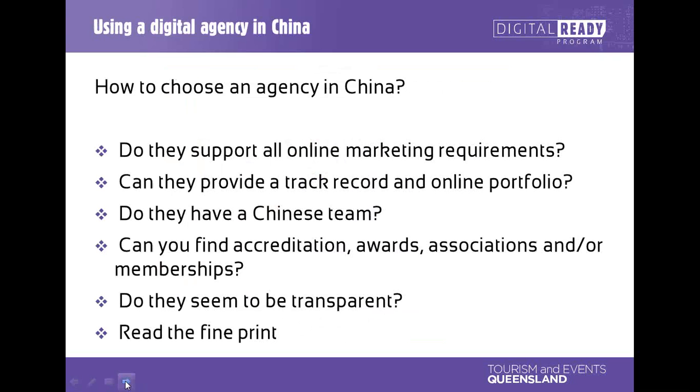Okay. Now, when you are looking at a digital agency, just like here in Australia, these are some of the standard questions that you can ask about that agency in China. Do they support all the online marketing requirements that you're going to need? Can they give you a track record or a portfolio of successful campaigns prior to yours? Biggest one, obviously, out of all of them, do they have a Chinese team? There's no point if they're, say, an Australian-based company in China, but they don't have a Chinese-speaking team. That's not going to help you in any way, shape, or form. So that's obviously a very important part of that process.